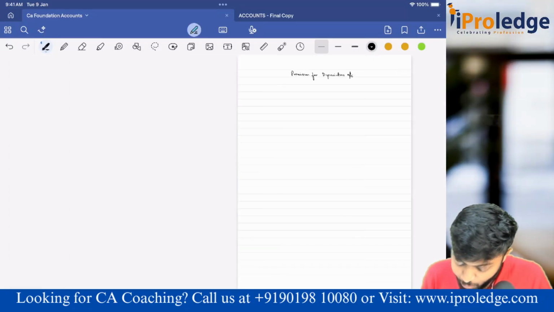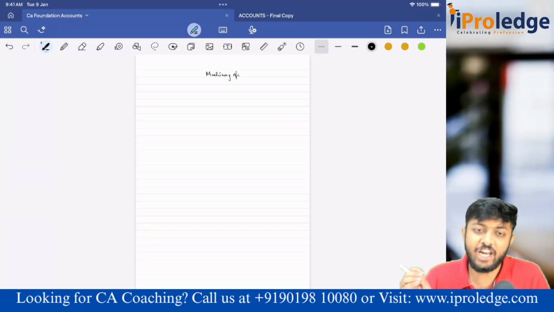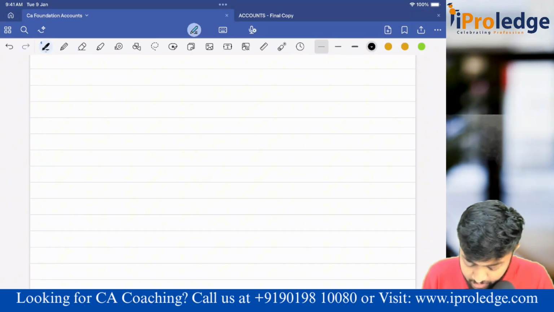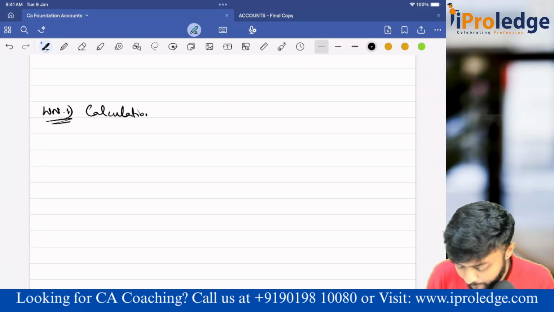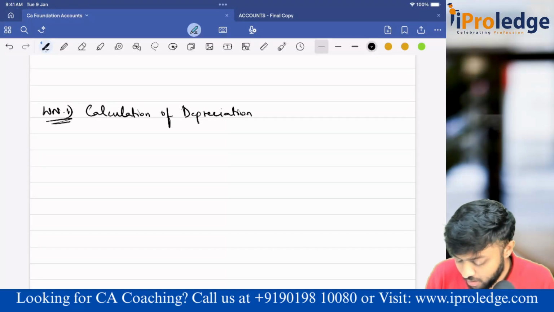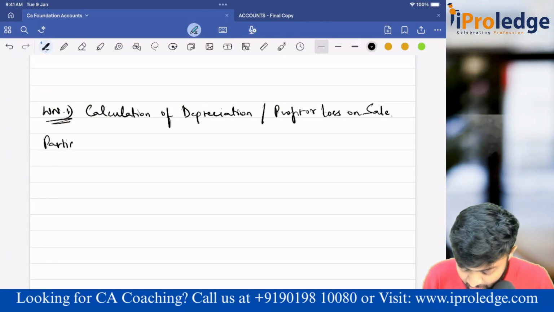Generally what I would suggest always is, whenever sale and all is involved, it is better to do the calculations first. Finish the calculations, calculate the depreciation, then you come to ledger posting. So that approach is always good. So we'll start with working note, calculation of depreciation and profit or loss on sale. So what all machineries do we have here?